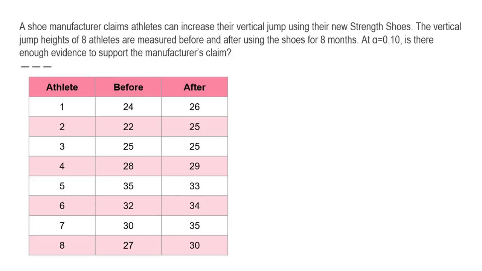A shoe manufacturer claims athletes can increase their vertical jump using their new strength shoes. So they have 8 athletes. They measured their vertical jumps before and then after using the shoes. These two numbers, 24 and 26, go together because they are the same person. That's what we mean by dependent samples.